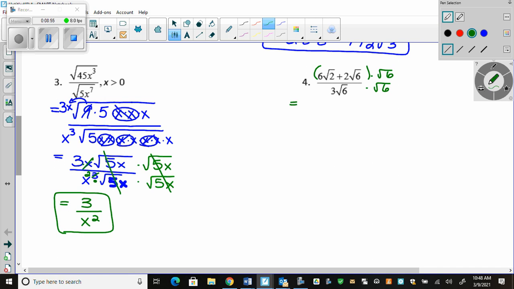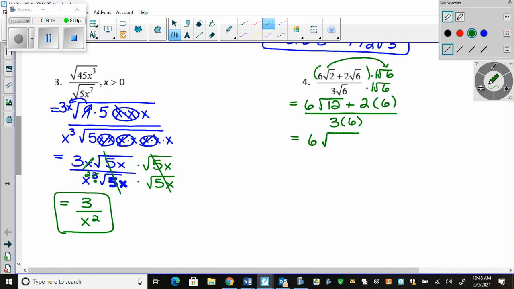So I'm going to get 6 times 1. I put 1 in front here. 6 times 1, which is 6. Root 2 times root 6, which is root 12. Plus 2 times 1, which is 2. Root 6 times root 6 is 6 in brackets. Over 3 times 1, which is 3. Root 6 times root 6 is a 6 in brackets. So I'm going to get 6.